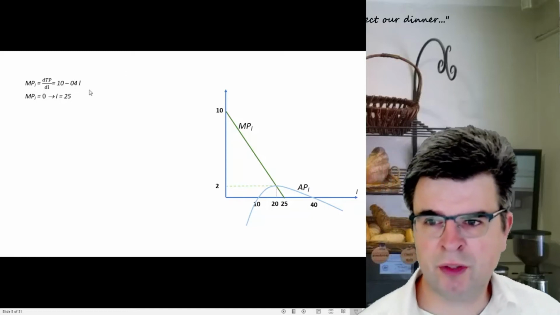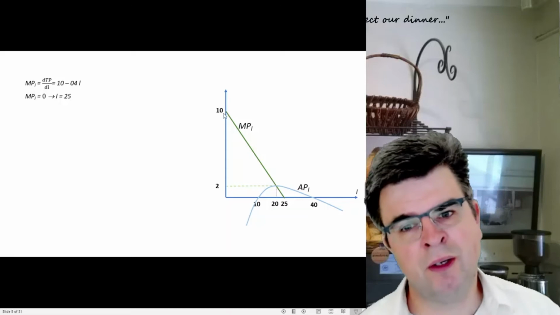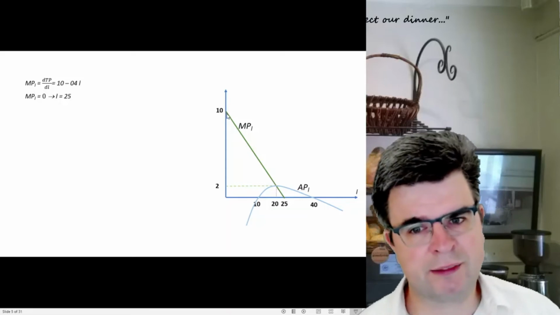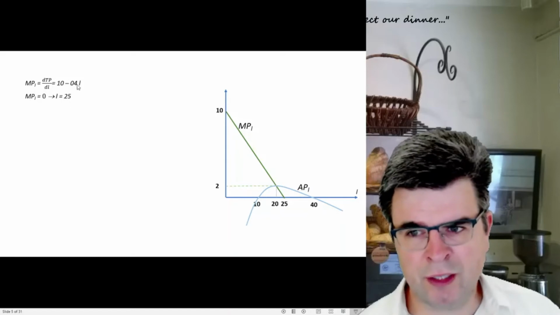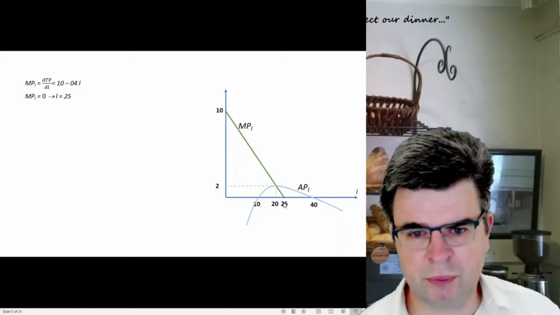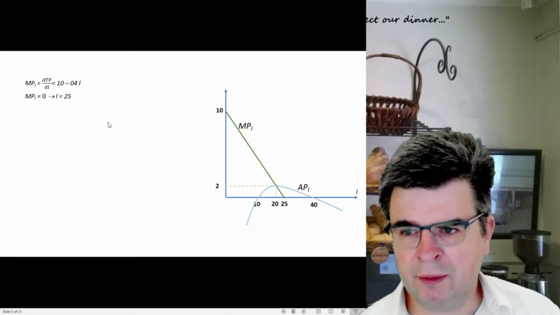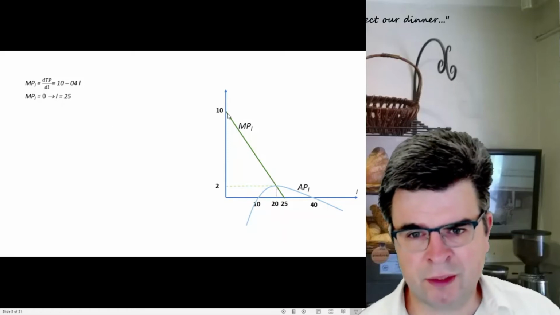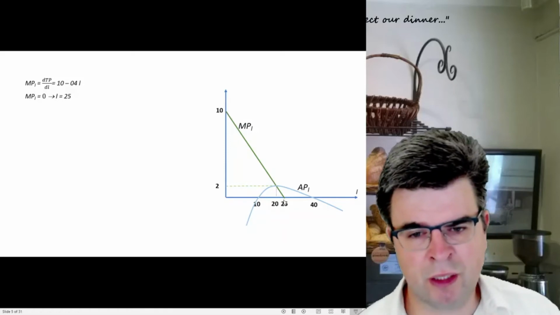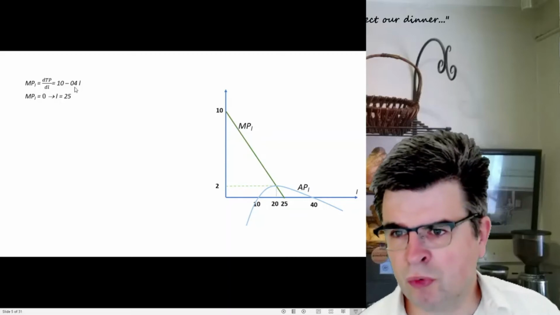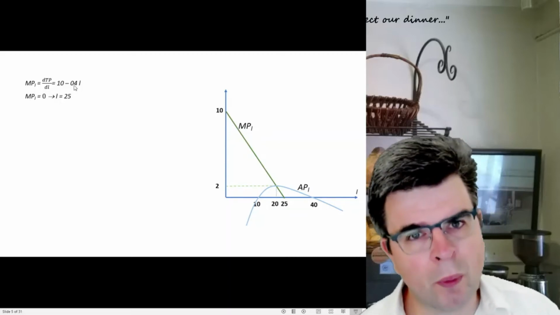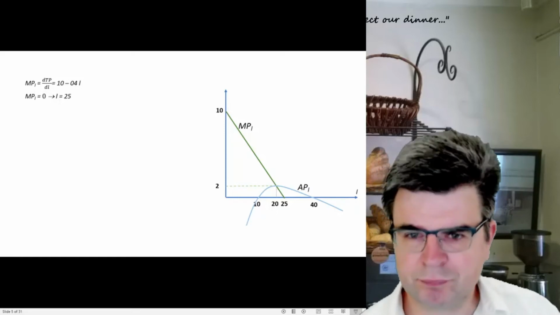Now, of course, this function can also easily be depicted in the graph at the right. It's a linear function. If L is equal to 0, then it intersects with the y-axis at the level of 10. And if we plug in 25, then it becomes equal to 0. And that gives us the marginal productivity of labor curve. By the way, where it says 0.4 here, it should be 0.4, of course.